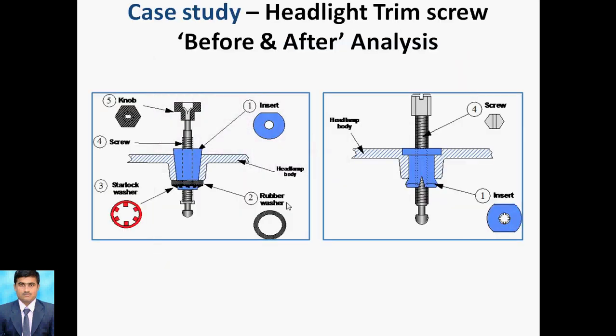The next case study is a headlight trim screw, which requires up to five parts. The first part is the insert, the second is the rubber washer, then the star lock washer, then the screw, and the knob. So up to five parts are required. But after the analysis of design for assembly and design for manufacturing, we converted it into two or three parts. So this is a better impact of DFMA.